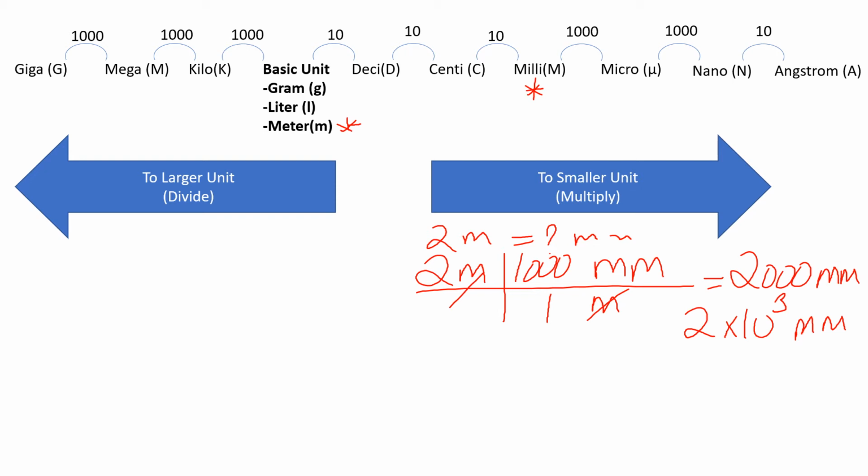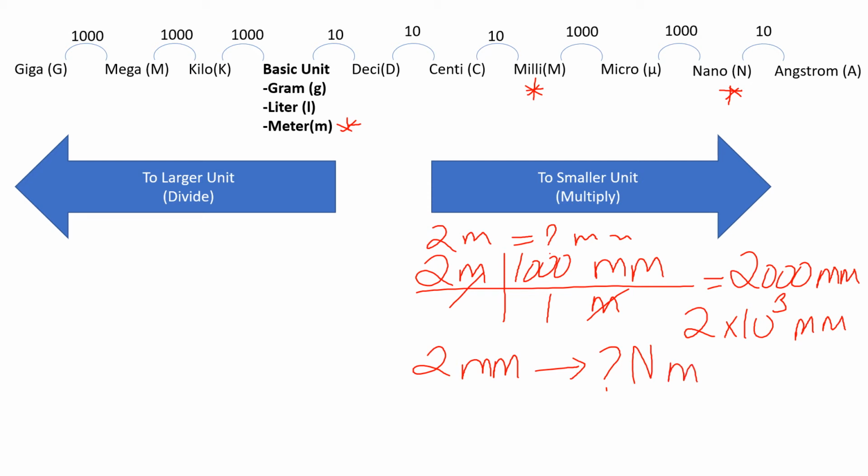Let's just try another one. So let's say I'm sticking with the number 2, and I want to go from millimeters, and I want to figure out how much is that in terms of, let's say, nanometers.